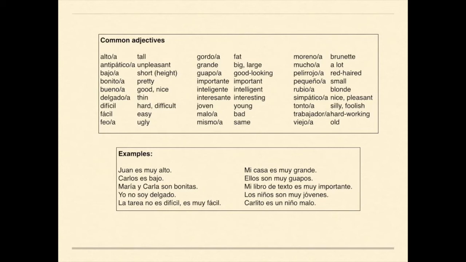But notice that when we get to difícil, or fácil, that these do not end in an O or an A, they end in a consonant. These only have two options, either singular, difícil, or plural, difíciles. It doesn't matter if the noun that is being modified is masculine or feminine, with these ones. Gordo, it does matter. Grande only has two forms, grande or grandes. Guapo has four, masculine, feminine, singular, plural. Importante, two. Inteligente, two. Interesante, two. You get the point. But go ahead and study these, remember them.